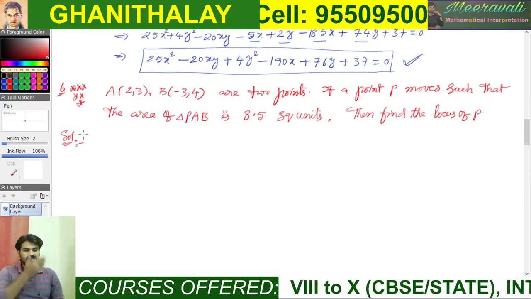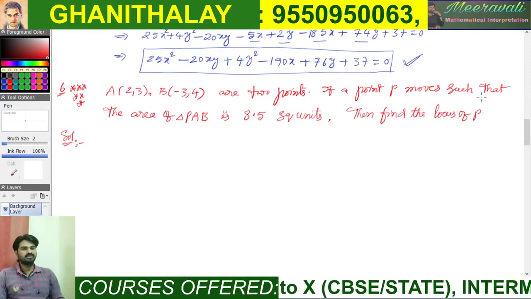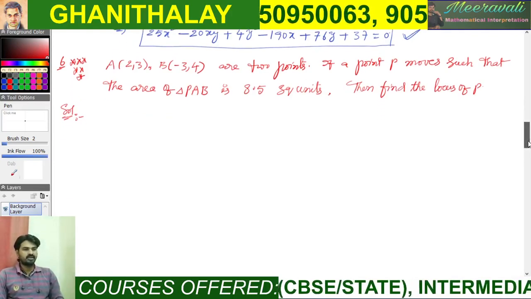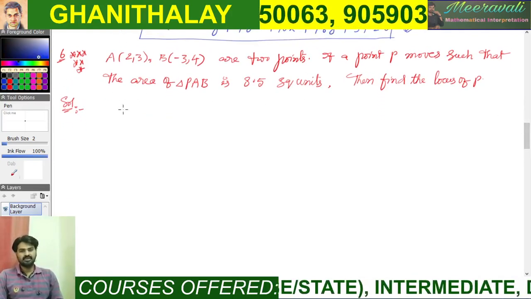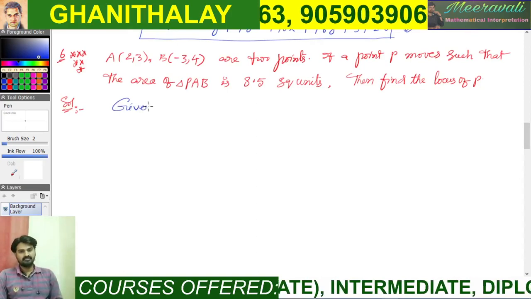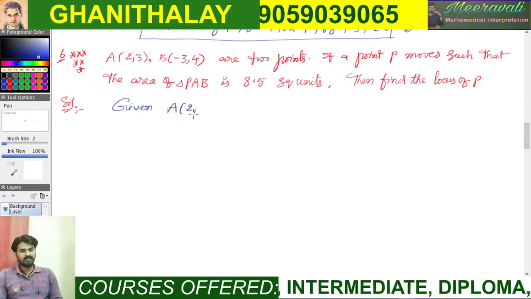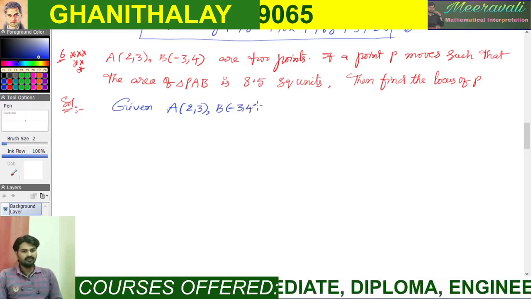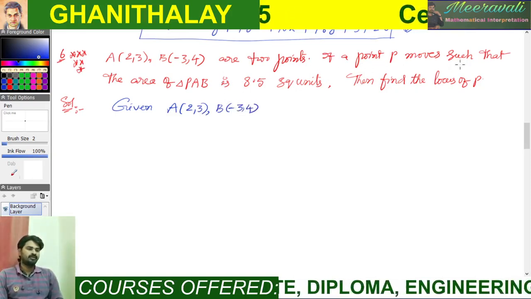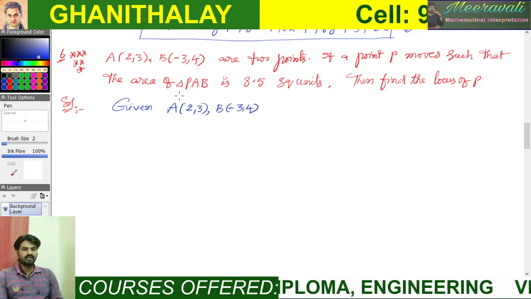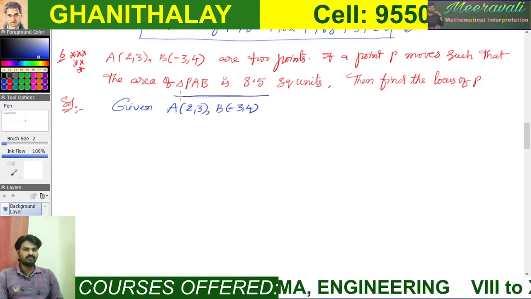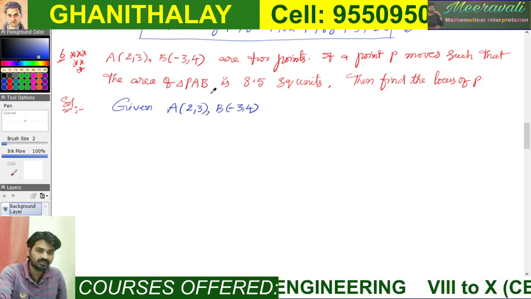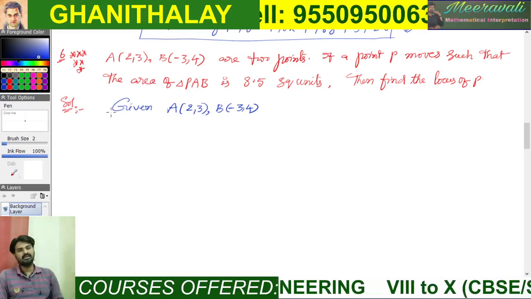Okay students, this is the most important problem on the same model. So first you have to write the given points here. What are the given points? Given capital A 2 3, capital B minus 3 4 are the 2 points here. If a point P moves such that the area of the triangle PAB is 8.5, the area of the triangle is given. You have to use the area of the triangle formula here.